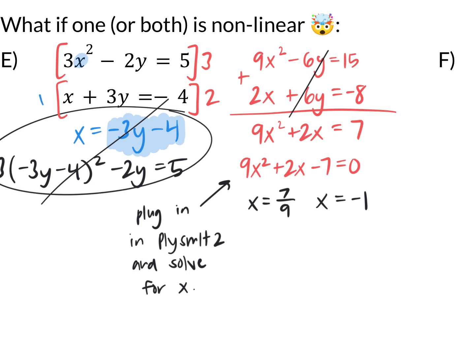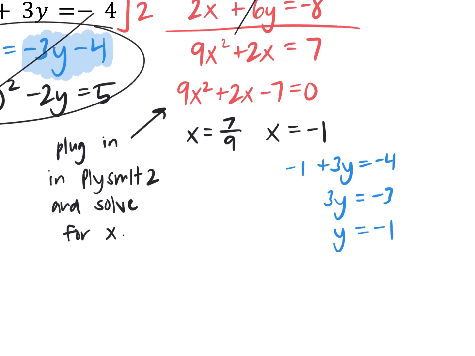So I'm plugging this back in to the original equation to solve for y. Let's start with -1. That'll be a little easier. -1 plus 3y is equal to -4. So I get 3y is equal to -3, and y equals -1. So I have one coordinate, -1, -1.